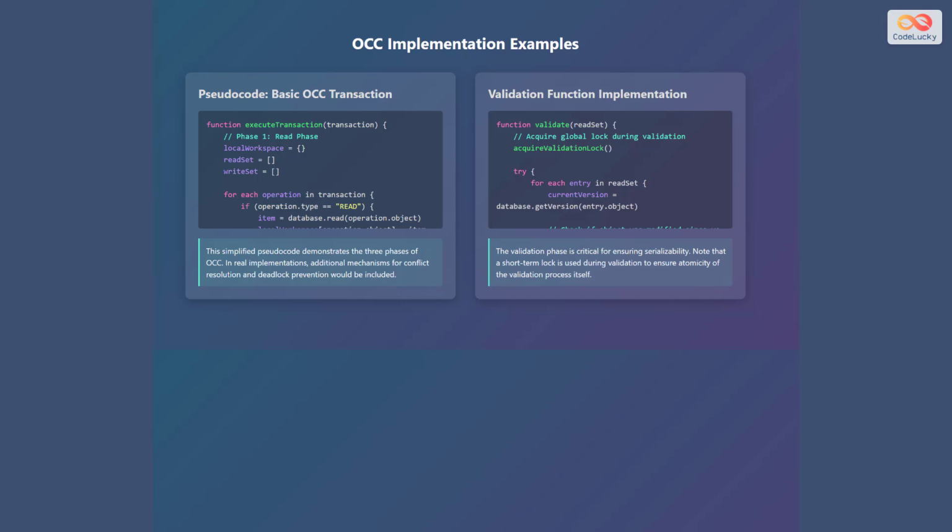A separate function, handle conflict, takes a transaction as input. Strategies for conflict resolution can be a simple abort and restart, back off with random delay, or priority-based resolution. A delay is calculated using the calculate back off function. The sleep function is called passing the delay. Finally, the transaction is executed using the execute transaction function, passing the transaction. The validation phase is critical for ensuring serializability. Note that a short-term lock is used during validation to ensure atomicity of the validation process itself.